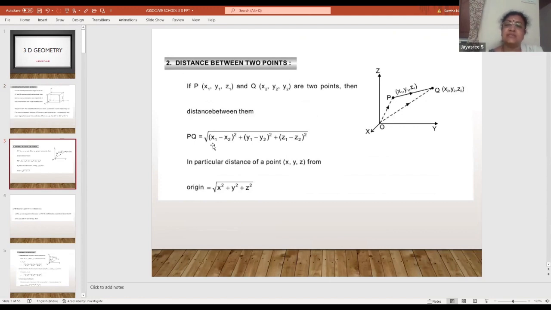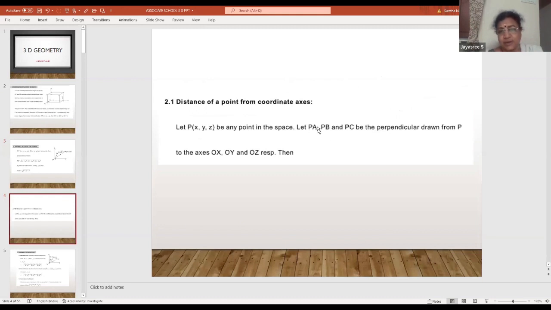Distance from the origin, since the point is (0, 0, 0), we get root of x² plus y² plus z². We call that the modulus of the position vector. Then the distance of the point from the axis is the perpendiculars PA, PB, PC. That is the basic thing.